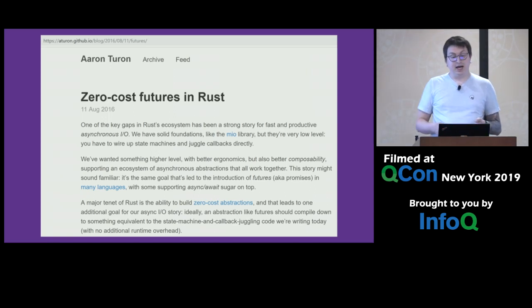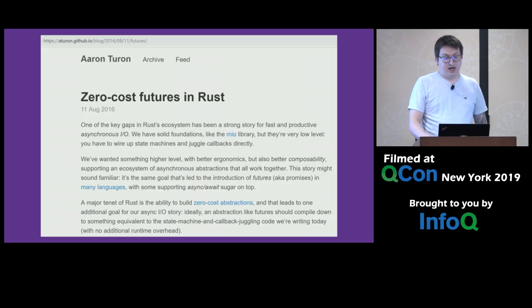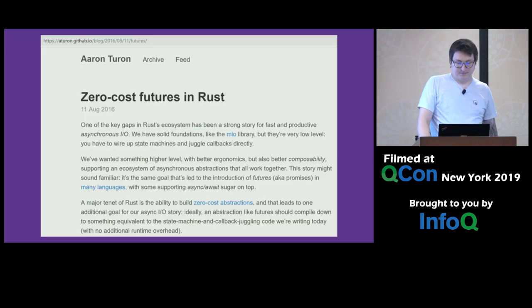Scala is also statically typed. We're statically typed. Let's do what they're doing. And so in August of 2016, we announced zero-cost futures in Rust. And so we wanted the ability to do this sort of asynchronous programming in a better way. You notice that date there, 2016.